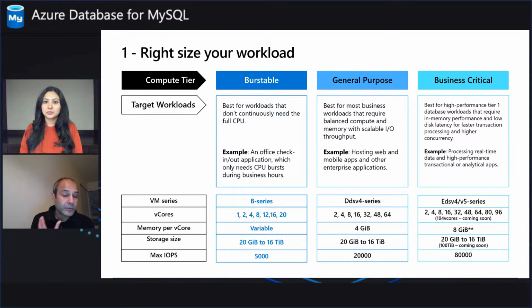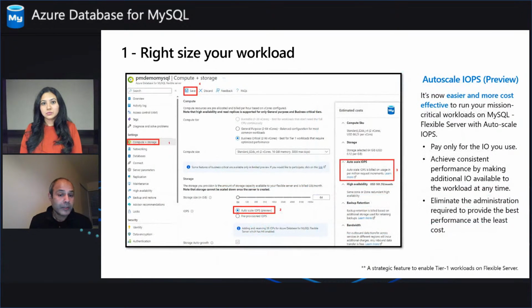Once you decide the compute and the service tier you need for your migration, the next thing is the IOPS. Until recently, managing the IOPS was a manual process. You had to scale up and scale down your IOPS based on the application requirement. But we recently announced the public preview of auto scale IOPS. It's an opt-in feature, and you can use it to auto scale IOPS based on your application requirements.